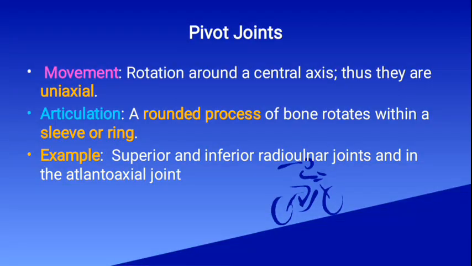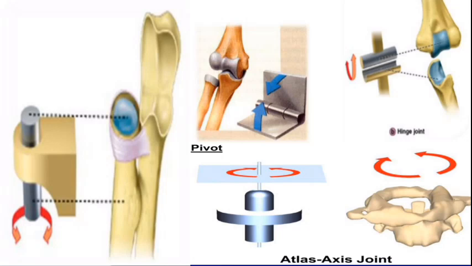So pivot joints now. The pivot joint is actually a uniaxial joint. It only allows rotation around a central axis, and the articulation is between a rounded process of bone that rotates within a sleeve or a ring. So for example, the superior and inferior radio-ulnar joints and the atlantoaxial joint are examples of pivot joints. So you can see the pivot joint, the annular ligament surrounding the neck of the radius.